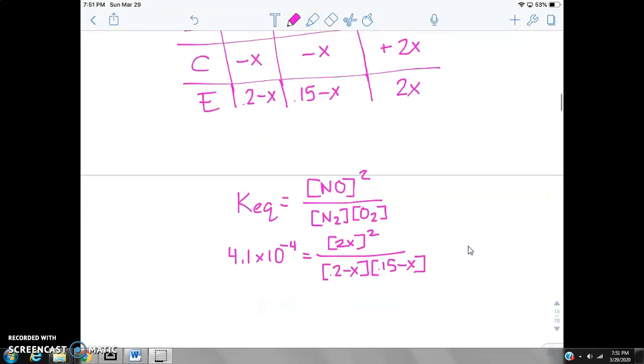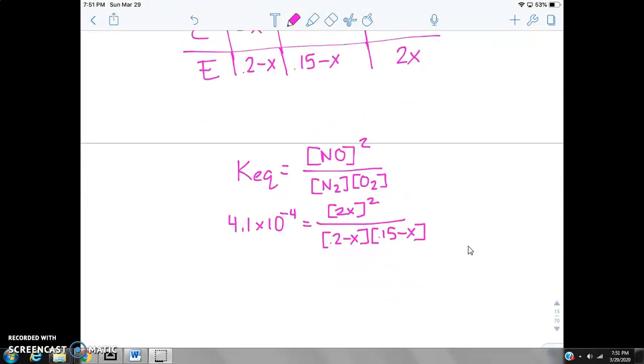Okay, so now I have a big mess here because I can't just take the square root of this whole right side like I did before, because my denominator isn't something that's squared. It's 2 different values. So I'm going to have to work that out, simplify what I can. 2x squared is 4x squared. And if I multiply these expressions on the bottom here, I get x squared minus 0.35x plus 0.03. Okay, so this is looking like it's going to be messy.